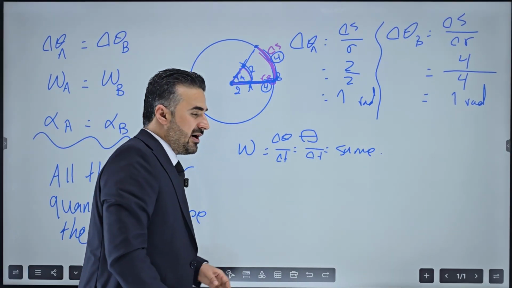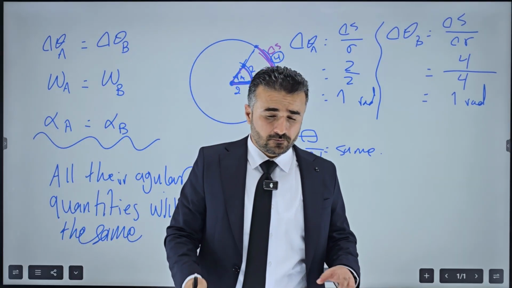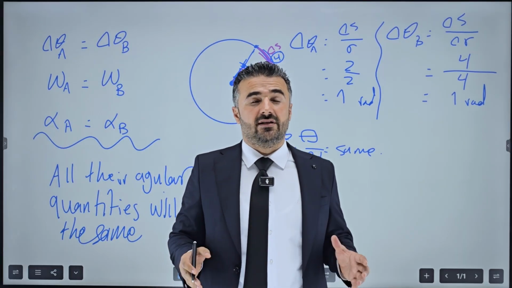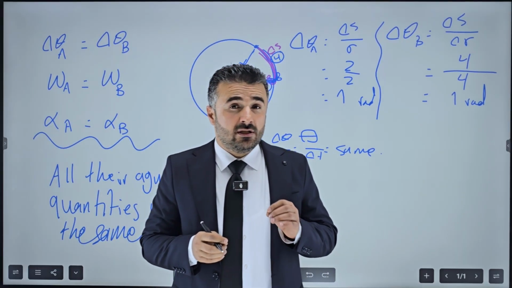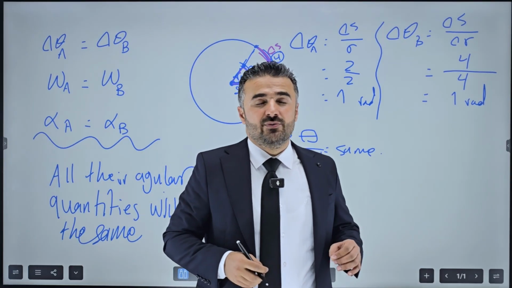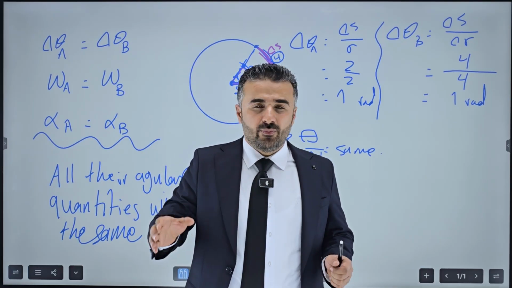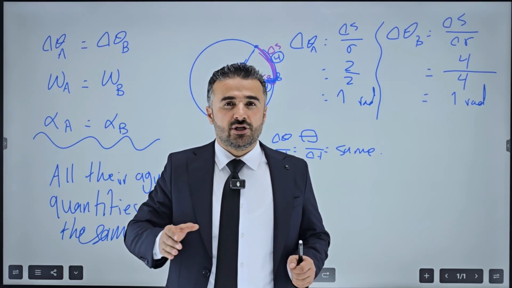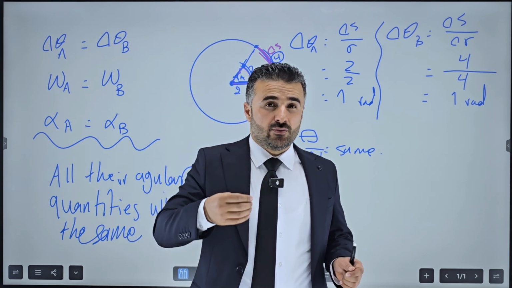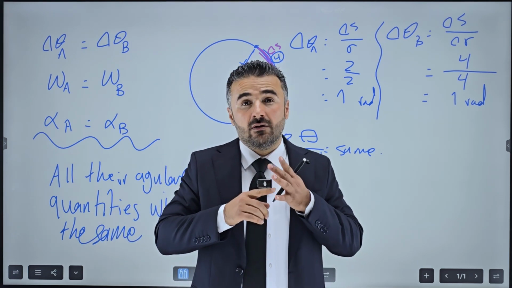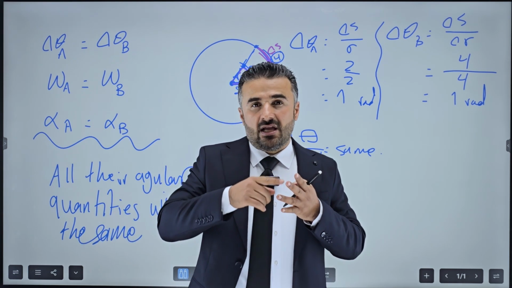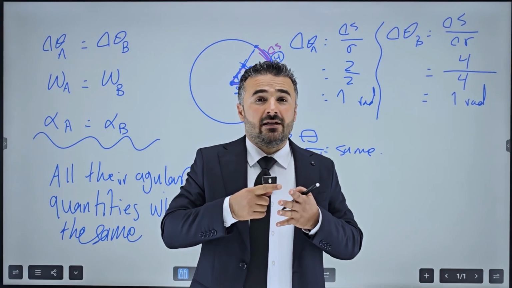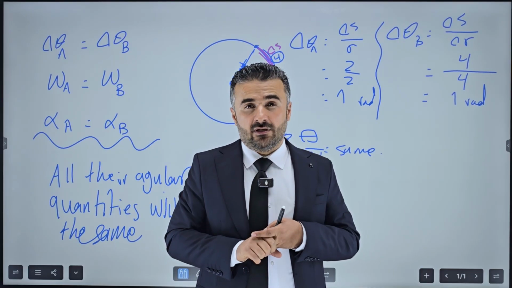So now let's summarize what I have just said. And this has also been in exams many times. When a rigid object is rotating, all the points on that rigid body, once it is rotating, will always have the same angular displacement, the same angular speed, and the same angular acceleration as well.